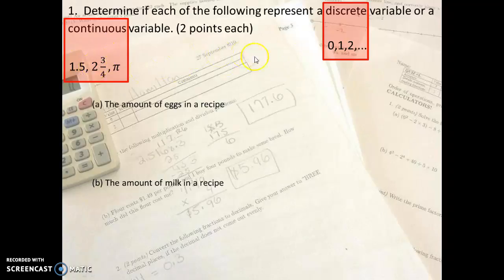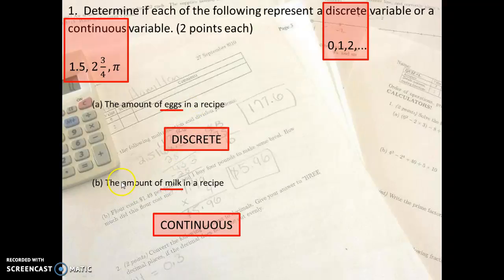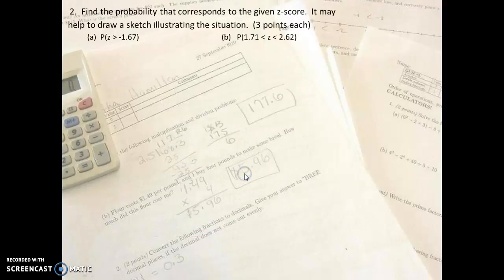If you keep those distinctions in mind, I think you know if we're talking about eggs, you add eggs 1, 2, 3 at a time. Discrete. Milk in a recipe, sure, you can put in a half cup. That's continuous. Understand the distinction and apply it back to the examples I gave you in the homework, but I think you can see what's going on here.